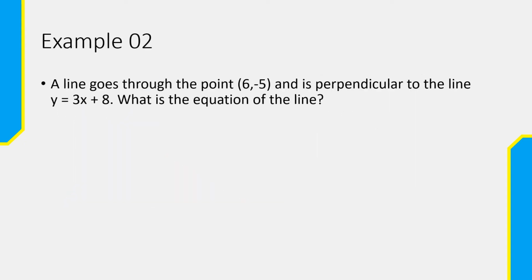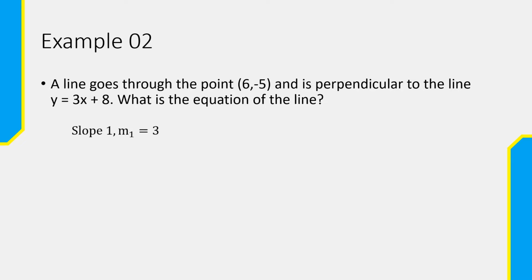For example 2, a line goes through point (6, -5) and is perpendicular to the line y equals 3x plus 8. What is the equation of the line? Please pause the video here to attempt to solve this problem on your own before proceeding through this video for the solution.